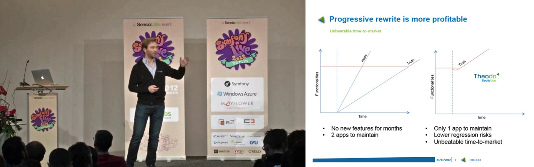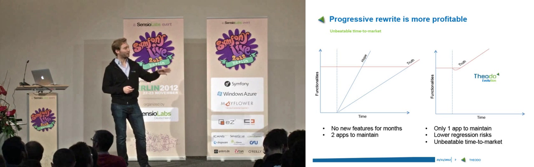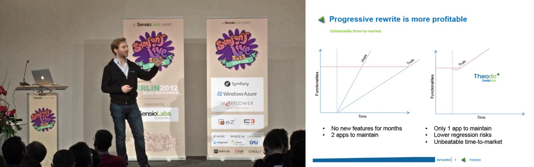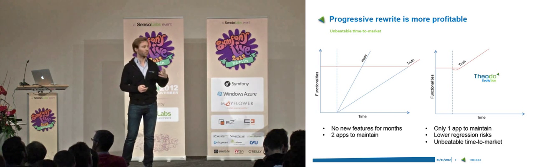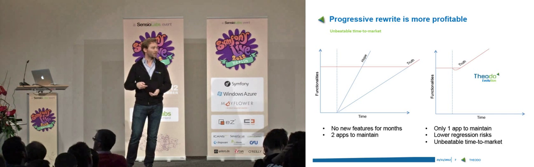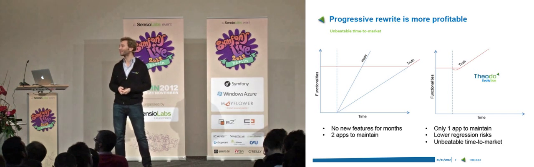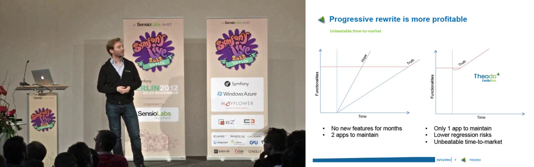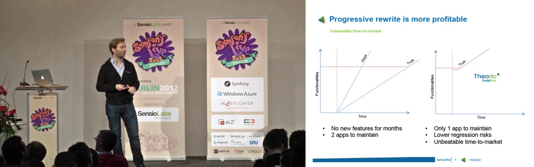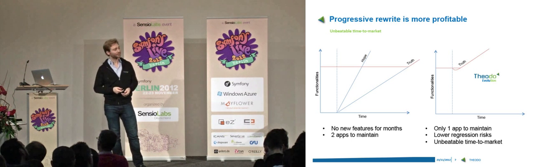You're like, okay, it's going to be a linear process, fast, and at some point in time, as short as possible, I will have reached the point where I have the same set of functionality as the legacy, and I can switch to the new one. Now, as I told you, the usual truth is that it takes much more time, that you have no new features for months, and you have 2 apps to maintain.